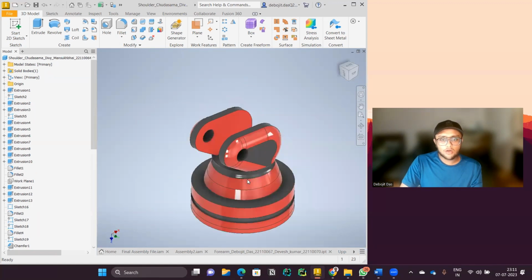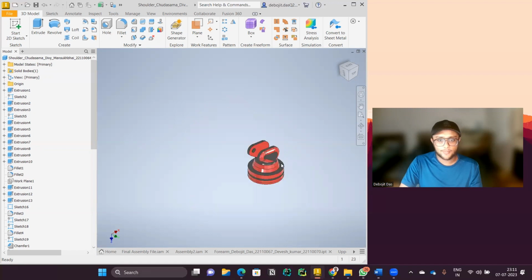In the shoulder, my peer Devi made the entire base, and my challenge was to make this part. So we created two different planes which were perpendicular to the edge of this base and the edge of the other base. We first designed this part and extruded it in both ways. And then we provided the fillet of the required radius.